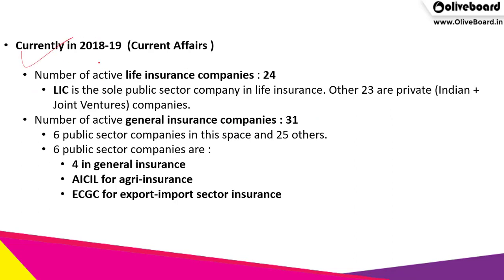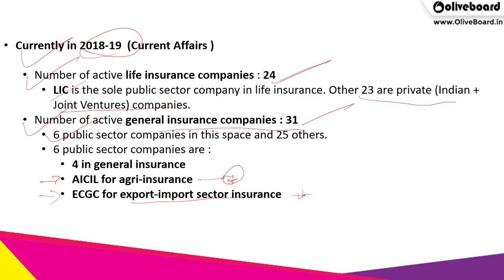Currently, this is the state in 2018-19. In life insurance business, the total number of life insurance companies is 24: one is LIC and 23 are other private plus joint venture companies. In general insurance business, 31 companies are there. 6 are public sector companies. Important is AICIL for agri insurance, and ECGC for export import sector insurance. We will be discussing both. Then 4 companies we have already discussed, and the rest are all private companies.